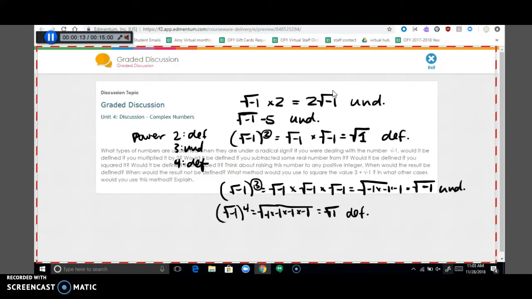Now, what method would you use to square the value 3 plus square root of -1? Now this is in your tutorial, so you can just take a look in the operations tutorial and see what they say about this, okay? So hopefully this was helpful.